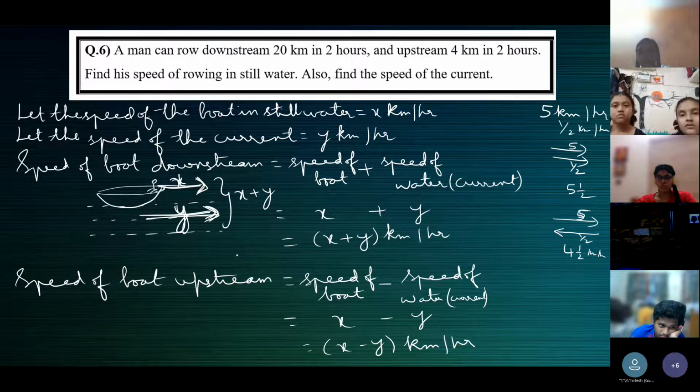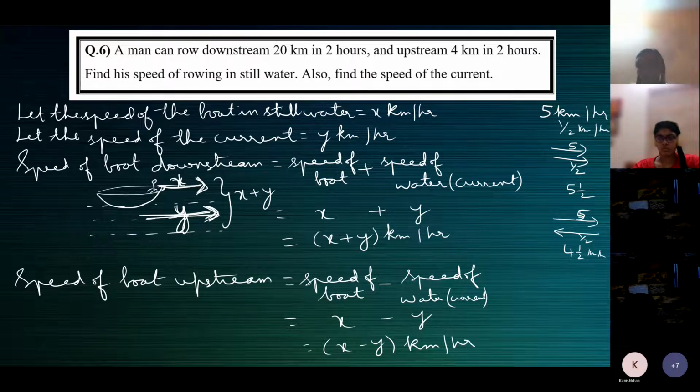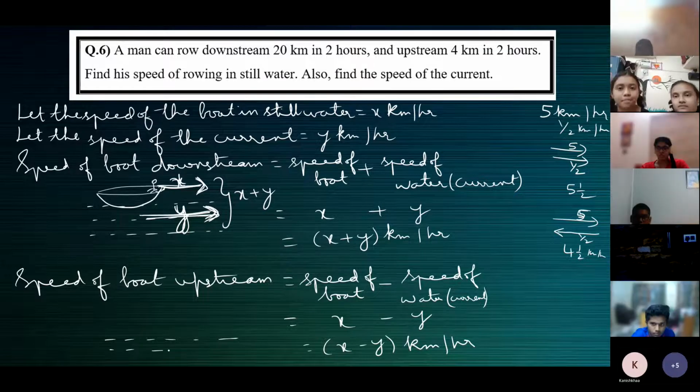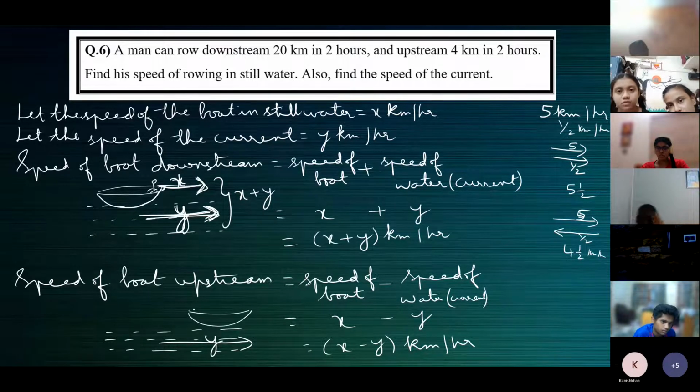Is this understood, children? Yes, ma'am. Okay. So what is downstream? If the water is flowing in a particular direction and you're also rowing the boat in the same direction, that means you're going downstream. Upstream means the water is flowing in this direction at Y kilometer per hour. But the boatsman, he's traveling like this at X kilometer per hour.